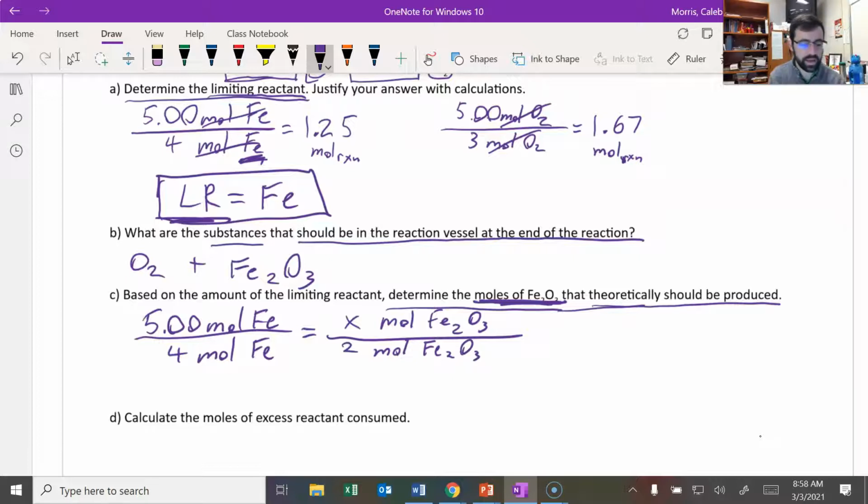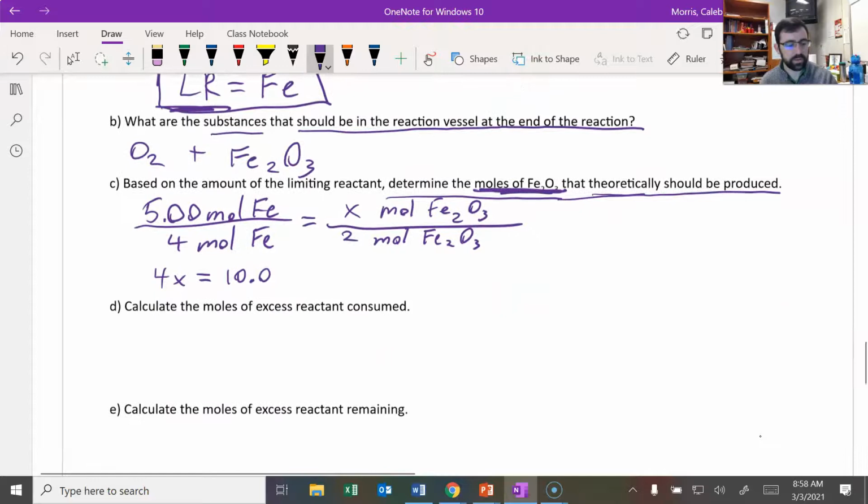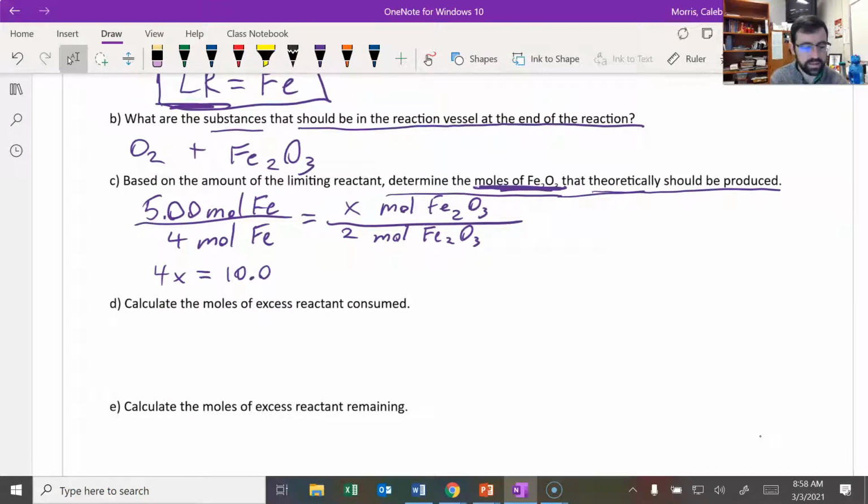Then we would cross multiply. I end up with 4x equals 2 times 5, which is 10.0, keeping the 3 significant figures. And then if I want to solve for this, I need to divide by 4. Divide by 4 on both sides, so that cancels out. So x equals 10 divided by 4. Don't forget to keep 3 significant figures, so it should be 2.50 moles of Fe2O3.